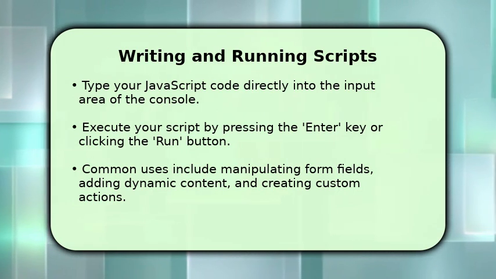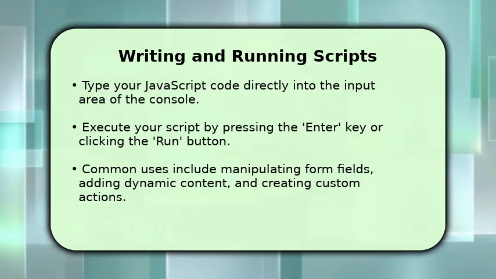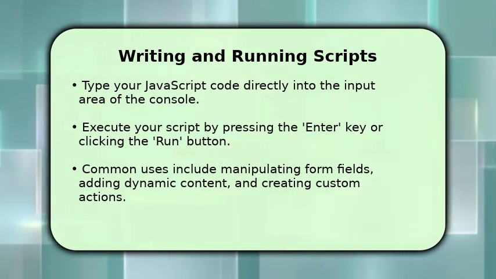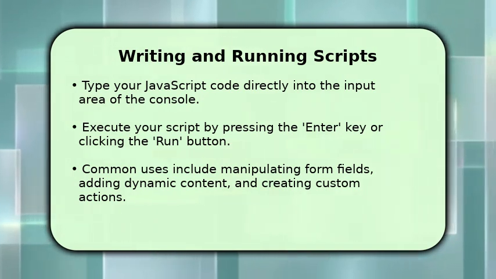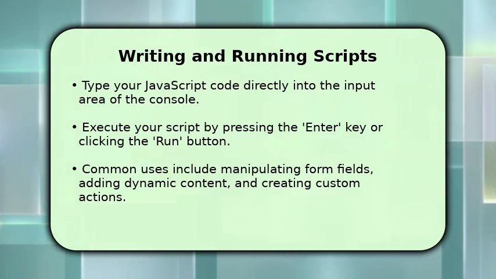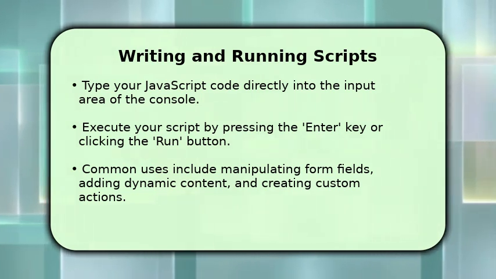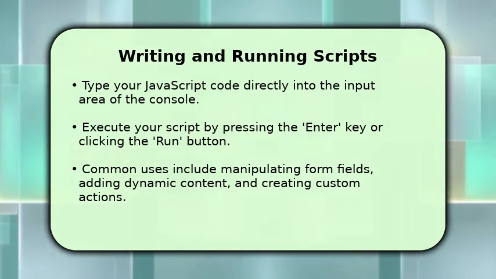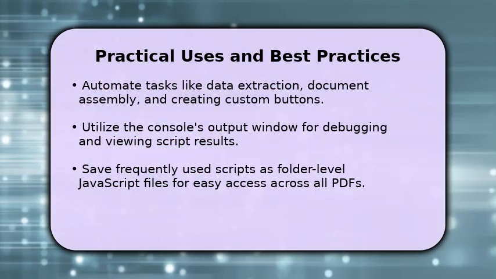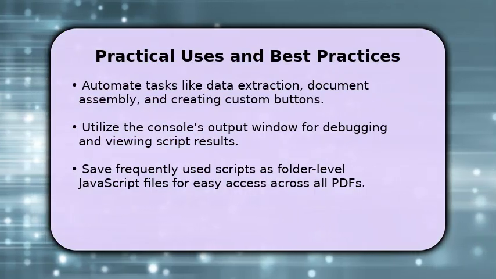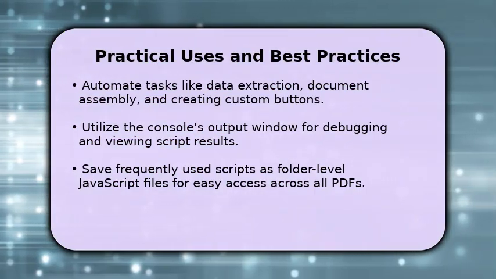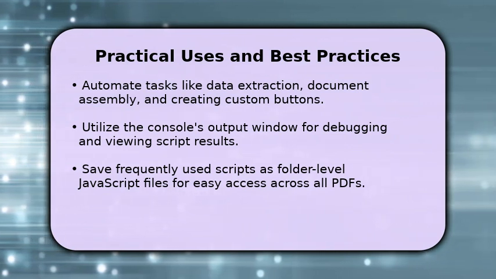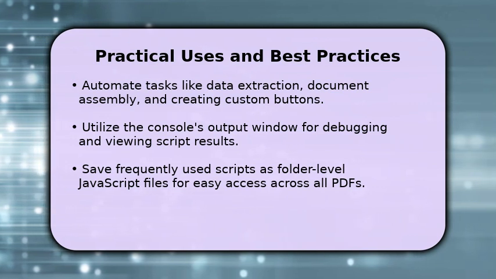For instance, you could write a script to automatically populate 20 form fields or change the color of 100 text annotations. This immediate execution allows for rapid prototyping and testing, ensuring your scripts perform exactly as intended before deployment across multiple documents or users. JavaScript in Acrobat offers numerous practical applications, such as automating document assembly, creating custom buttons, or performing complex calculations across several fields.